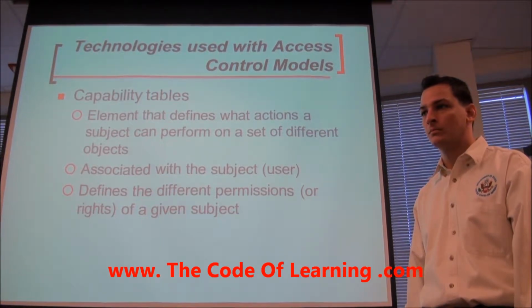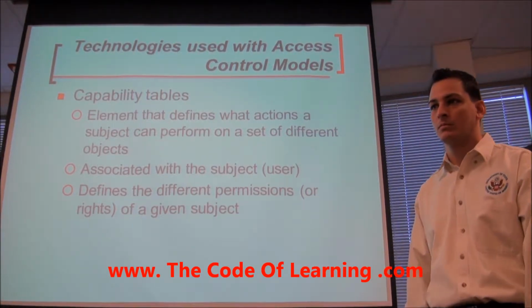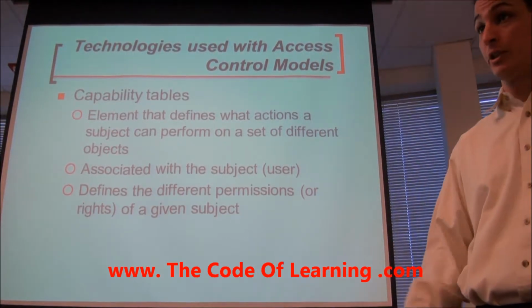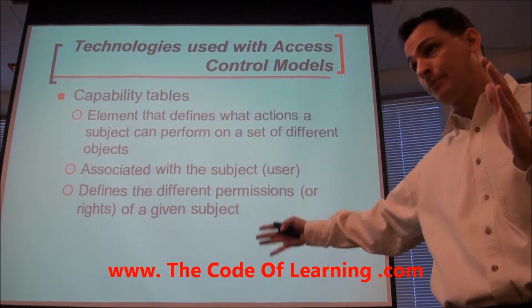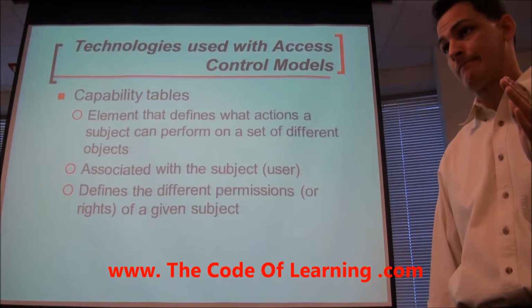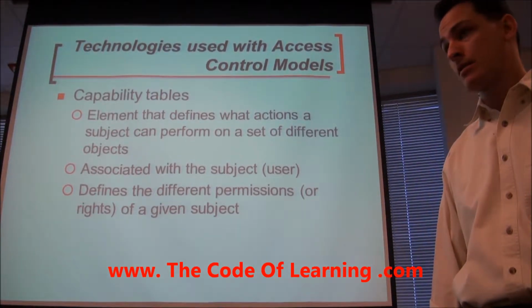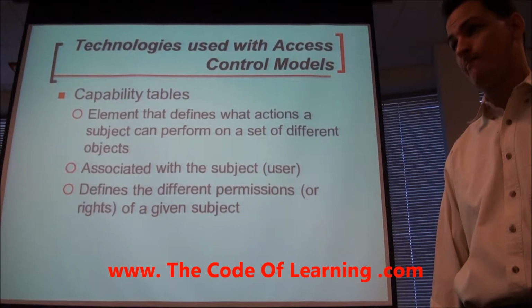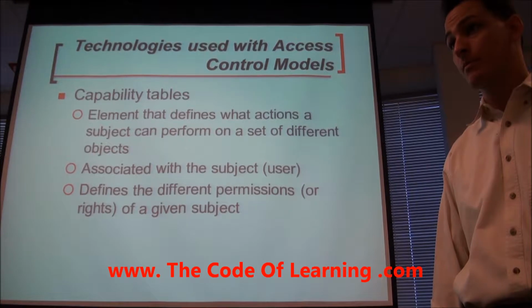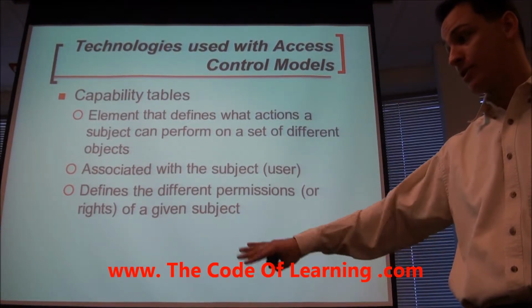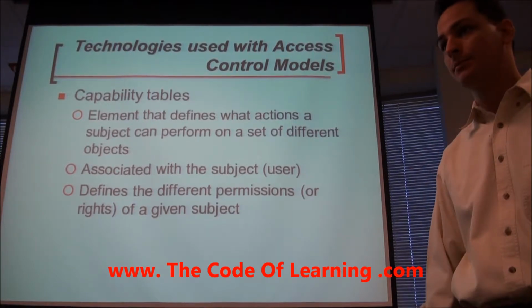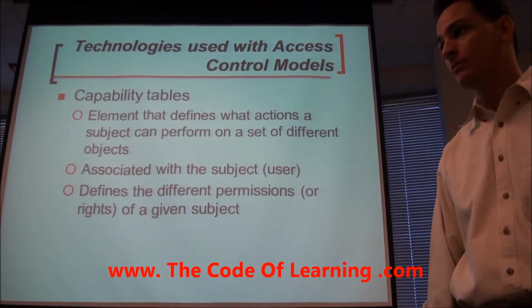Capability tables are multiple resources. Every resource is its own column. If you want to map out every single object in the enterprise, that'd be a lot of columns, and that's why it's hard to manage.